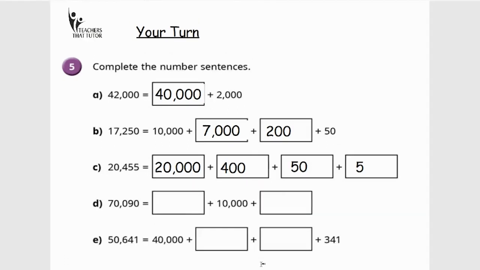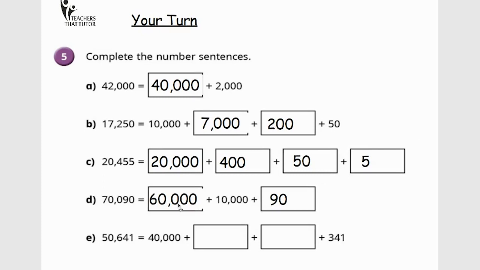Here we've got 70,090. Interestingly here, we are given 10,000. So if I take 10,000 away from 70,090, I'm going to put the 90 in first because that makes it easier. But 10,090, what else is missing to make that total? Well, an additional 60,000 would be needed. So I'll put that in. And when you add those parts together, you're getting that total of 70,090.